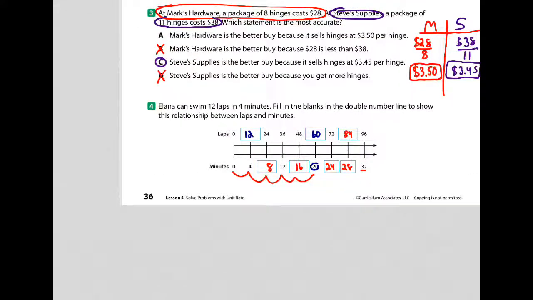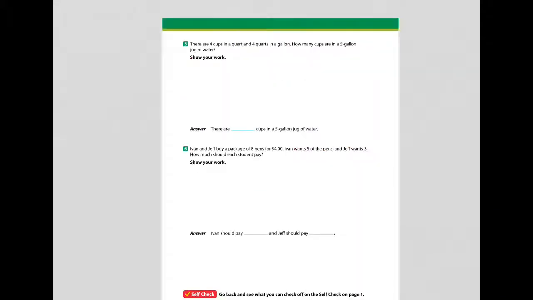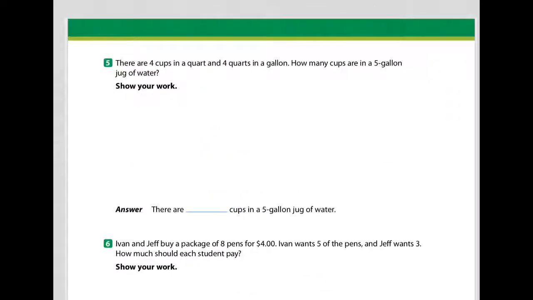Okay, so now we're on to the next page with the last 2 problems. We are doing number 5. So, number 5 says there are 4 cups in a quart and 4 quarts in a gallon. How many cups are in a 5-gallon jug of water? Show your work. Okay, so let me think about this one here. 4 cups, I'm going to start by writing down some rates. 4 cups in a quart.